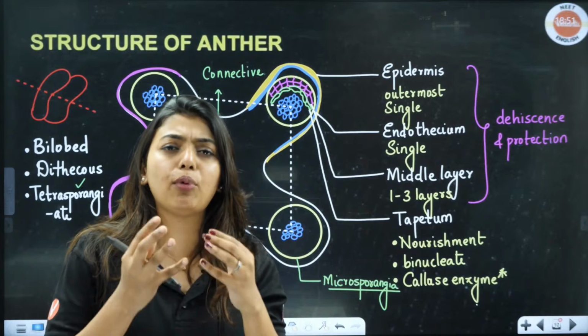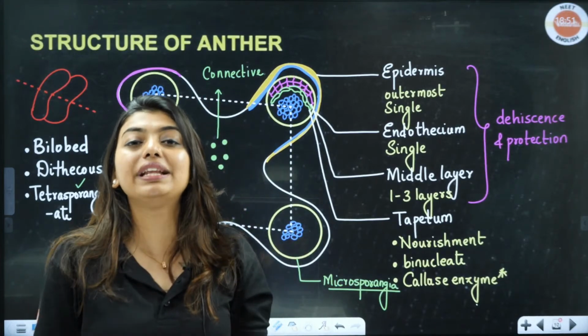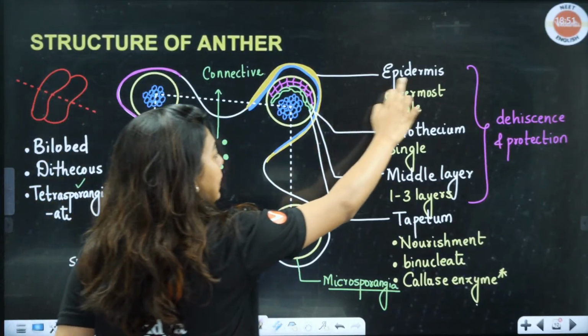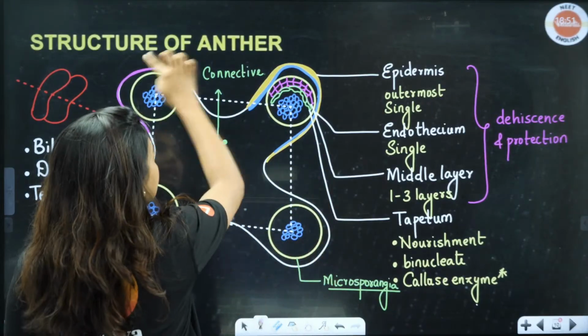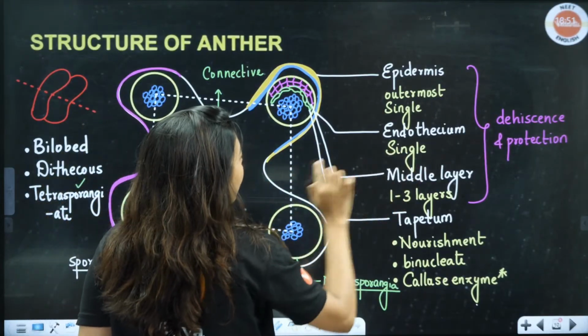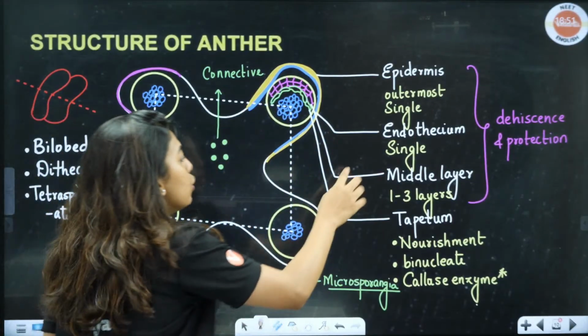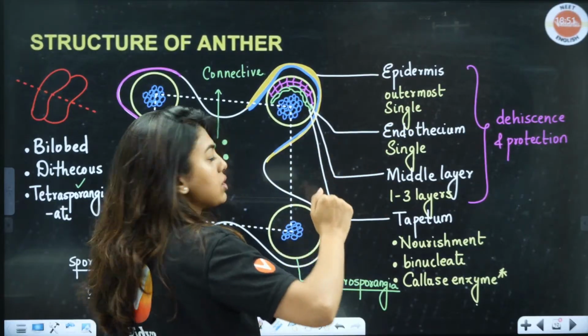To protect the pollen grain formation, even the sporogenous tissue, they need to have multiple layers for protection. Correct? What are the multiple layers? Epidermis, which is the outermost layer lining the entire anther. Then you have the endothelium, which is the blue color one that all of you can see, again a single layer next to the epidermis.